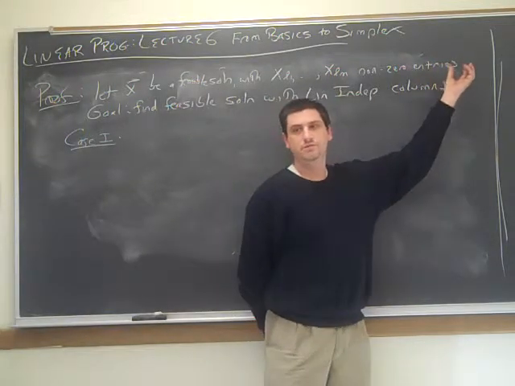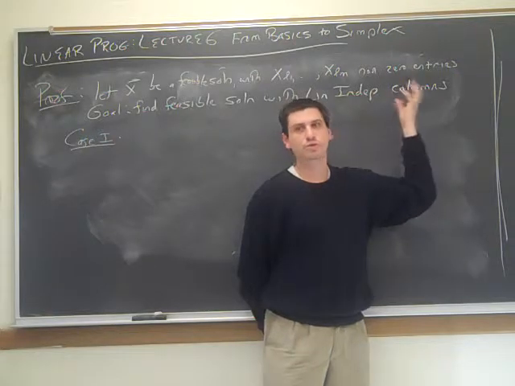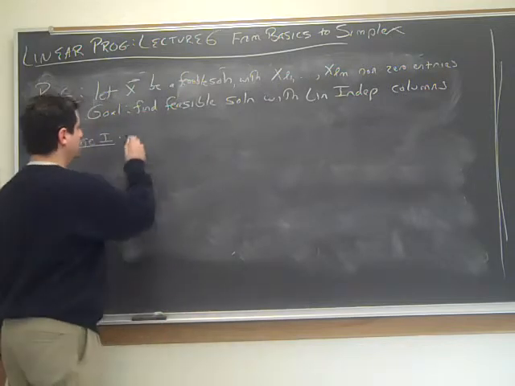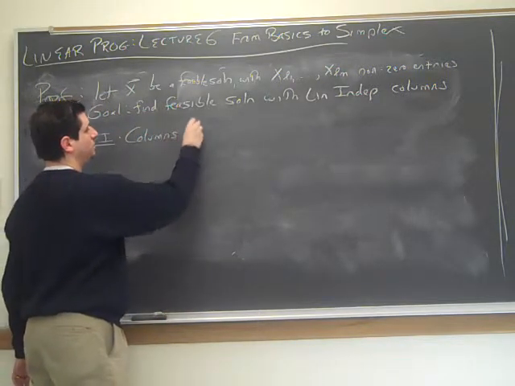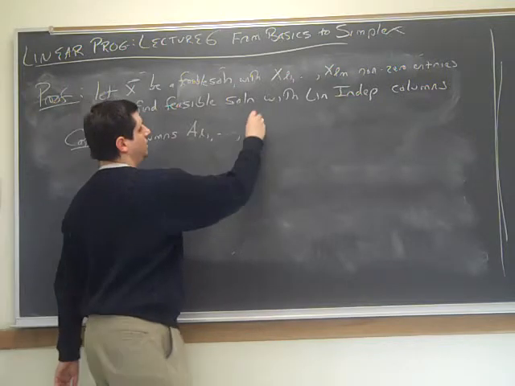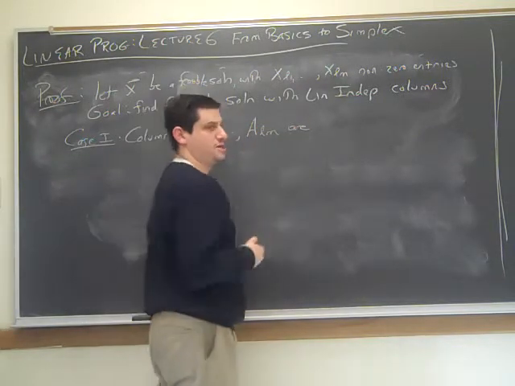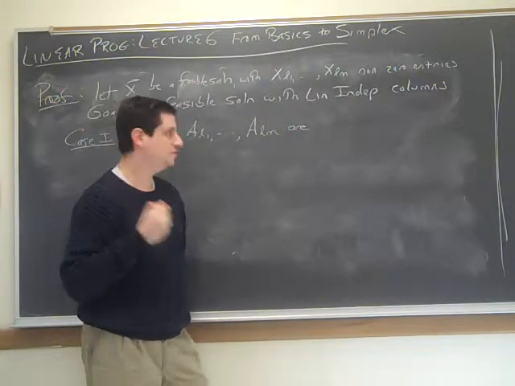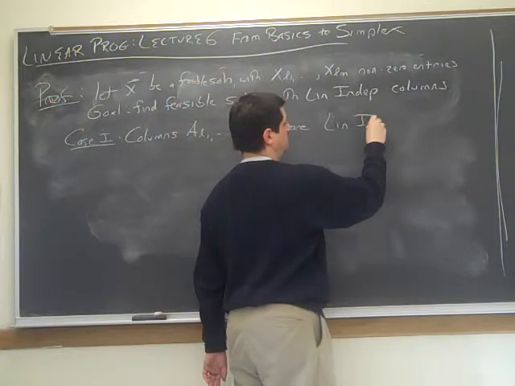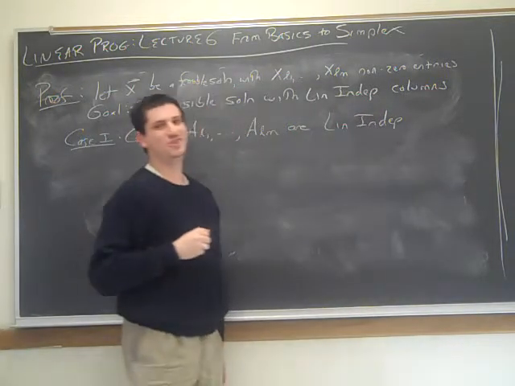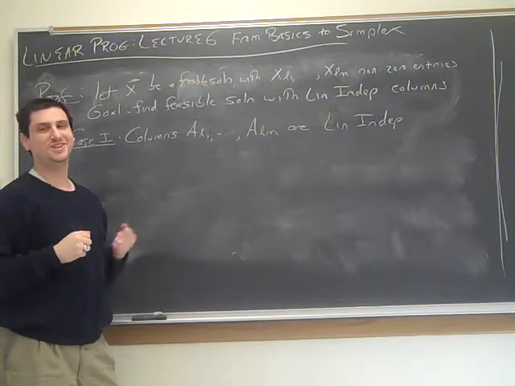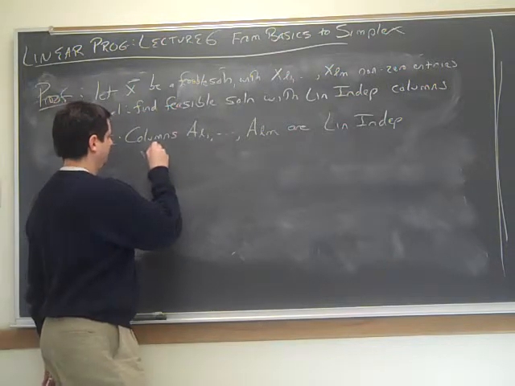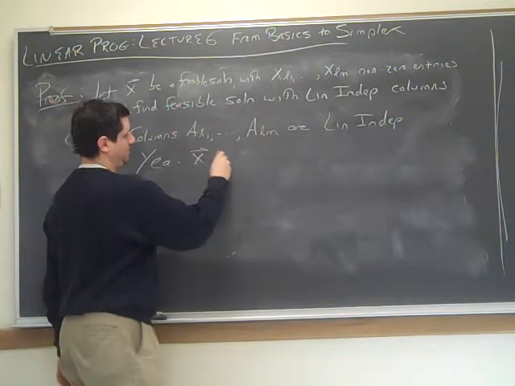So we have a solution. We can look at the corresponding columns, and what should case one be about the columns? Columns AL1, ALM, are what? Are already linearly independent. Alright. Here's the challenge. The columns are linearly independent. Can you find a basic feasible solution? Yes. X is basic.